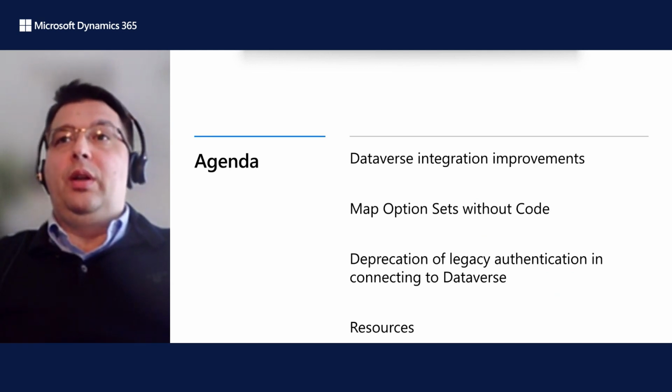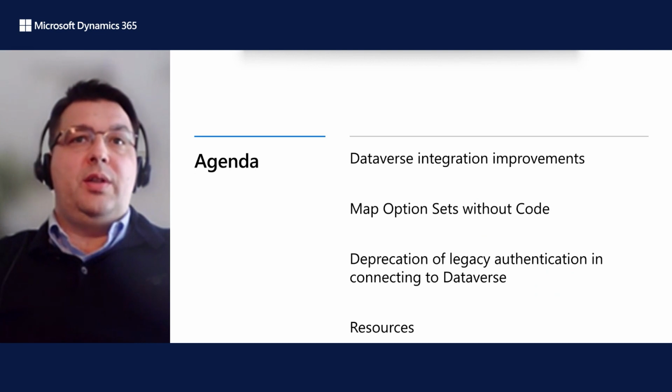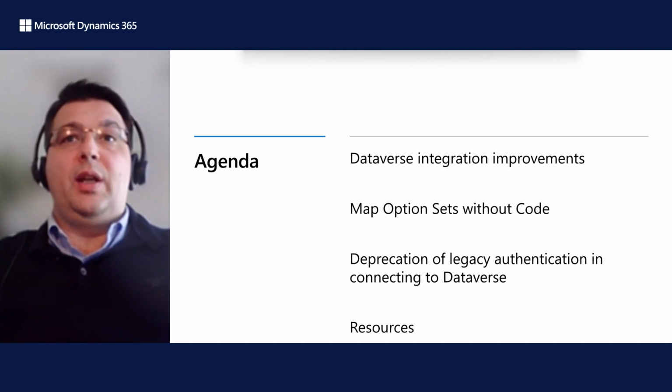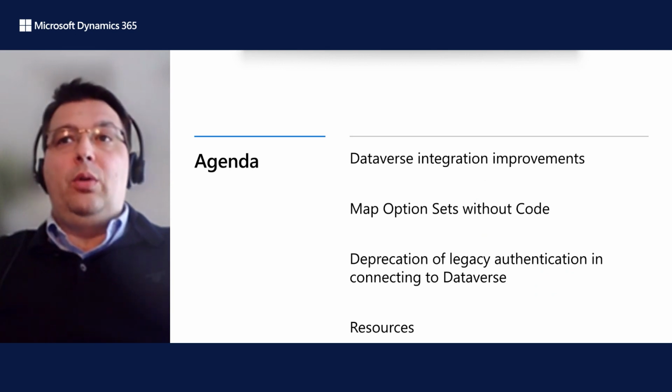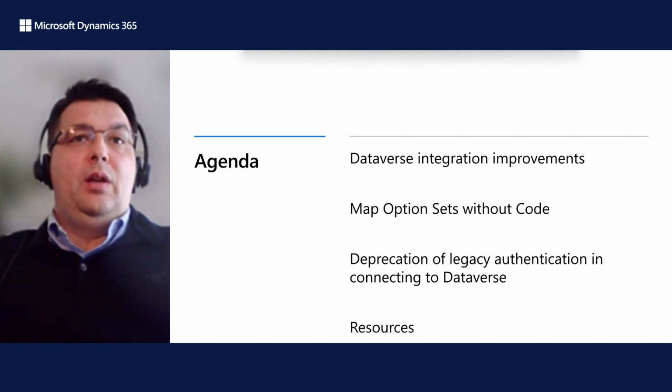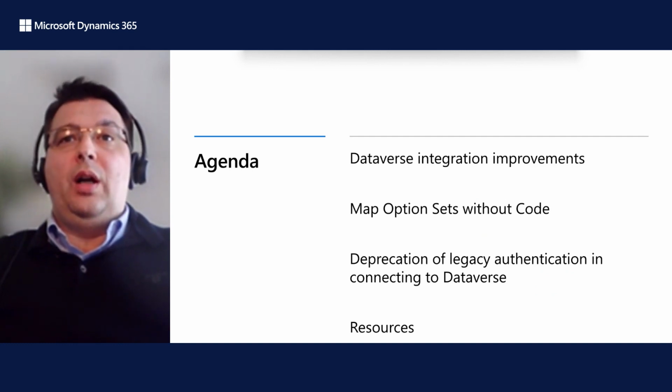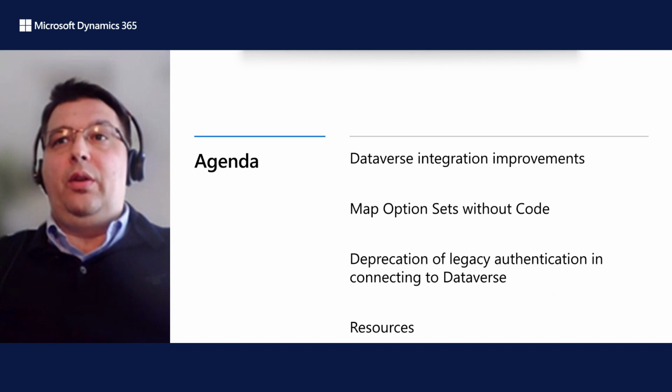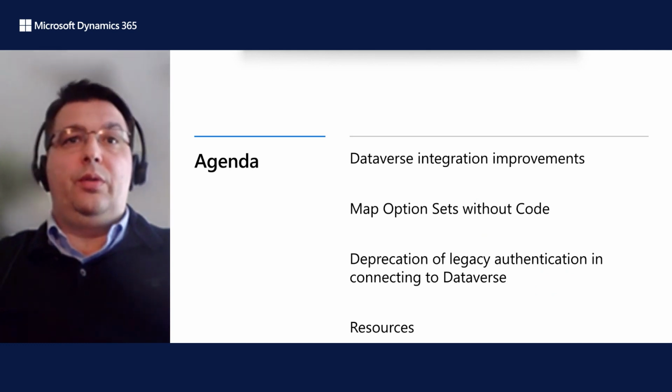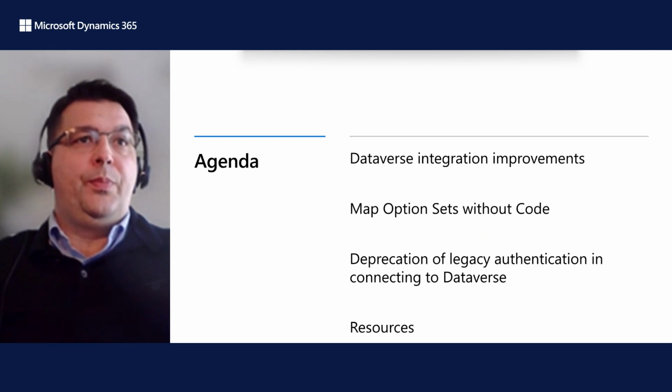Our agenda today is packed with new value for our customers. We'll start with a couple of smaller improvements in connection setup that now includes setup for virtual tables. Then I'll talk about how you can now map option sets such as payment terms, shipping agents, and shipping methods without code. After going through slides, I'll do a short demo of these. We'll finish with what and how to deal with deprecation of legacy authentication, which is just around the corner, followed by one feature that's coming soon and resources.